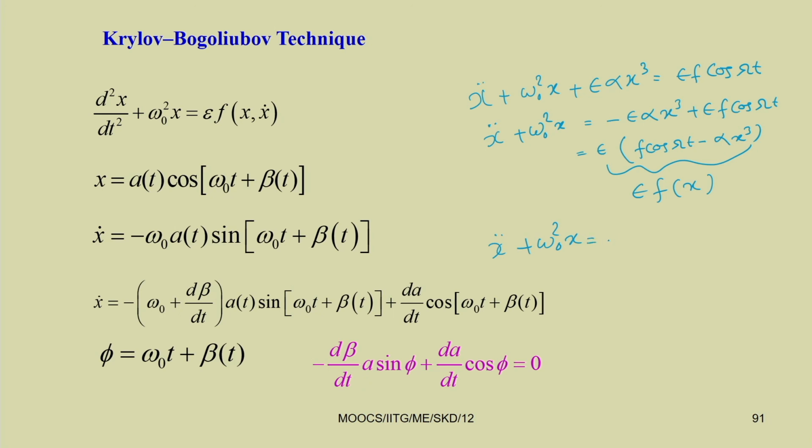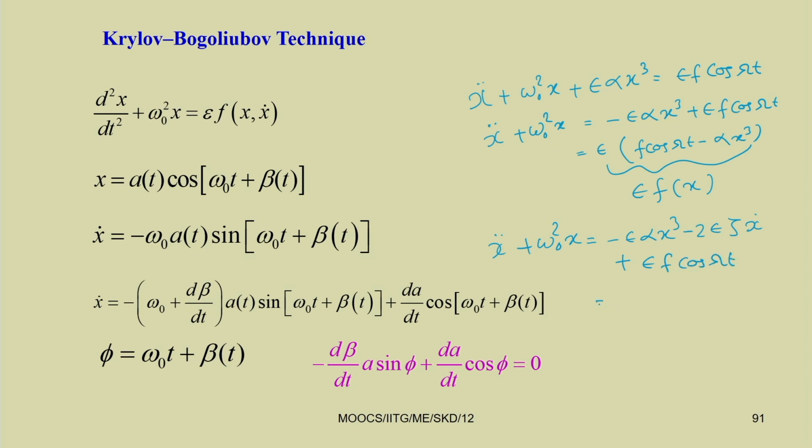In that case it will be minus epsilon alpha x cube minus 2 epsilon zeta x dot. Generally it is written as 2 epsilon zeta x dot. Taking this damping term to the right hand side, one can conveniently write down this equation, plus epsilon f cos omega t.